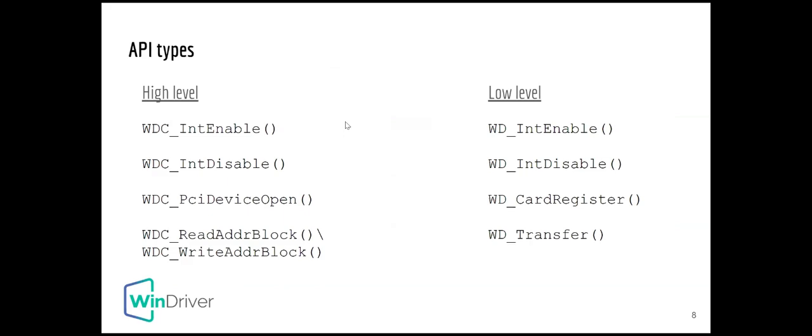WinDriver works in both user mode and kernel mode. The user mode API is called the high-level API, and the kernel mode API is called the low-level API. In the past, we offered only the low-level API, and then we started to add high-level APIs that are equivalent. The high-level APIs are more sophisticated, easier to work with, and we keep updating them.